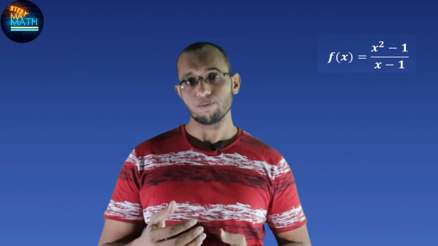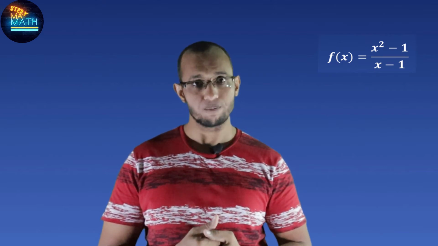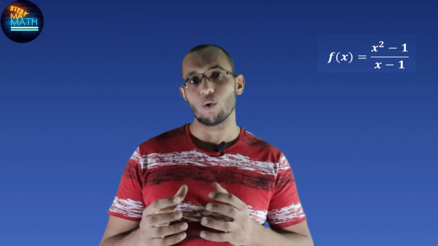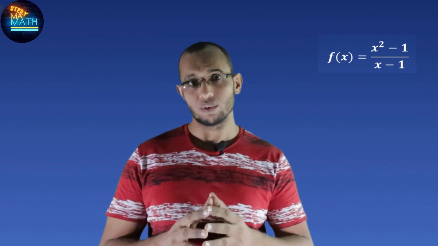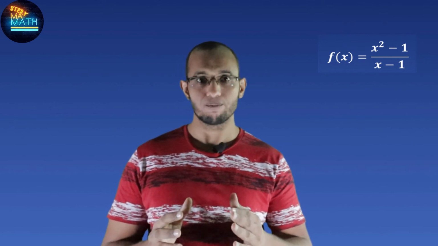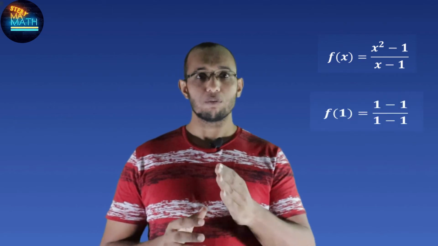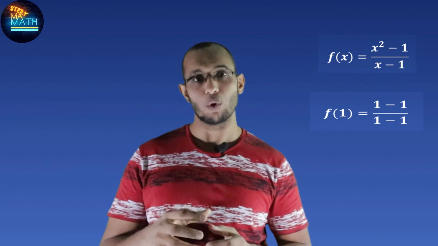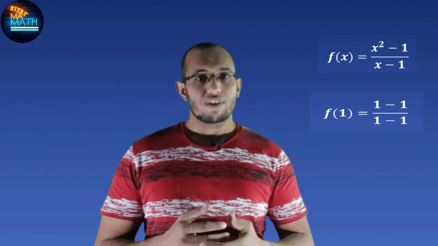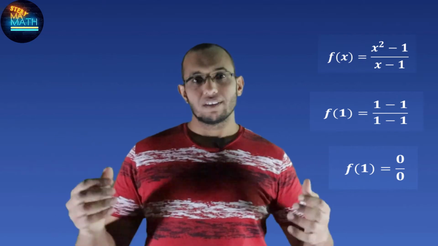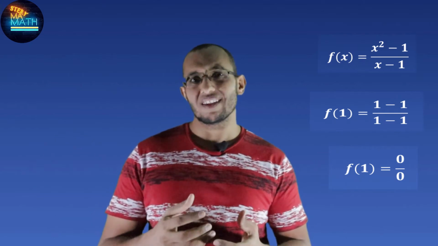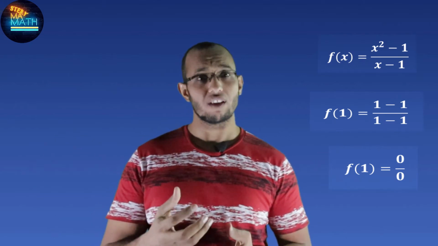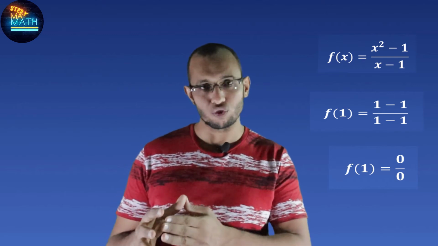Now, what if we have another function like f of x is equal to x squared minus 1 divided by x minus 1? And if we wanted to substitute 1 for x, let's see. X squared minus 1 divided by x minus 1, when we substitute x with 1, it's 0 over 0. It's indeterminate. In fact, this is not really a solution. So let's look for another solution.